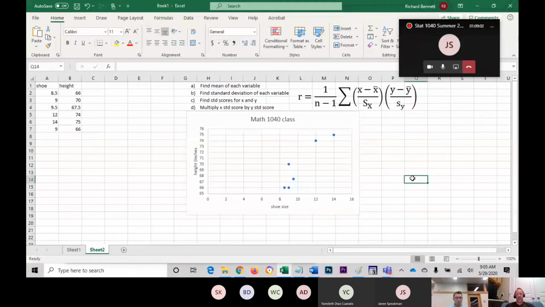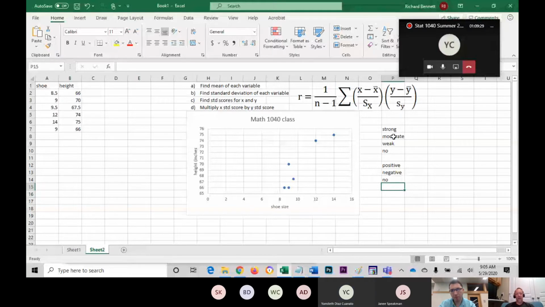If you were going to say, is it strong, moderate, weak, no correlation, and is it positive, negative, or no correlation? So I'm going to pick on Yami. What do you think? I would say moderate and positive. Moderate and positive, I would go with both of those probably.